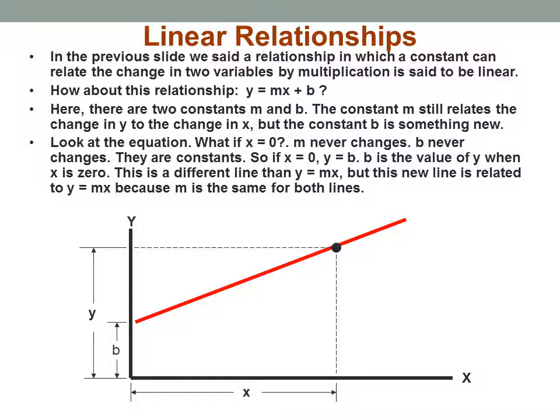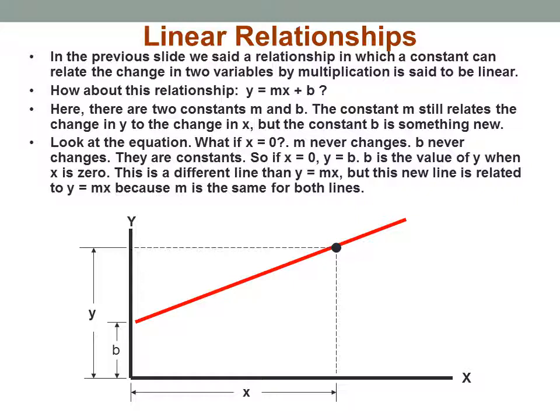In the previous slide, we said a relationship in which a constant can relate the change in two variables by multiplication is said to be linear. How about this relationship? y equals mx plus b. Here there are two constants, m and b. The constant m still relates the change in y to the change in x, but the constant b is something new. Look at the equation.